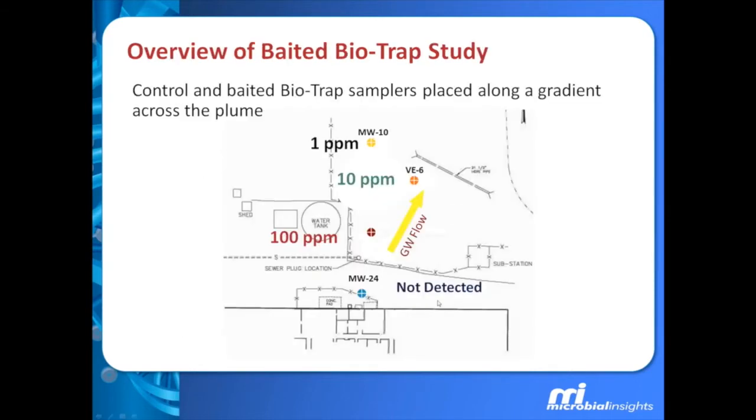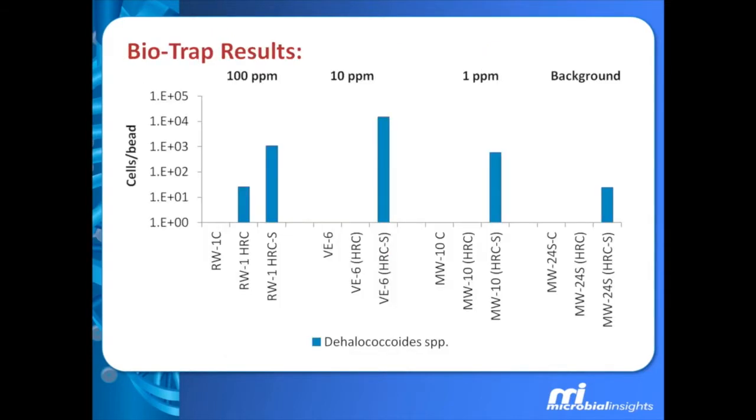So here's a site map, and 4 different wells here were chosen for study with different levels of CVOC concentrations from 100 parts per million down to 1 part per million, and then another well back here, which was upgradient, where the CVOCs were not detected. So what happened here was we deployed BioTraps, or in situ microcosms, one of which was a control with no remediation amendment, another with an HRC amendment, another with an HRCS amendment.